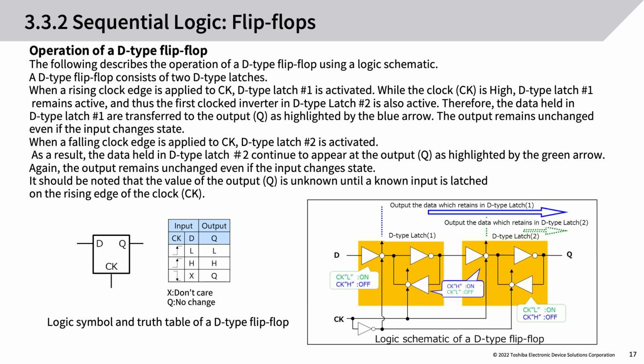When a falling clock edge is applied to CK, D-type latch 2 is activated. As a result, the data held in D-type latch 2 continue to appear at the output, Q, as highlighted by the green arrow. Again, the output remains unchanged even if the input changes state. It should be noted that the value of the output, Q, is unknown until a known input is latched on the rising edge of the clock, CK.